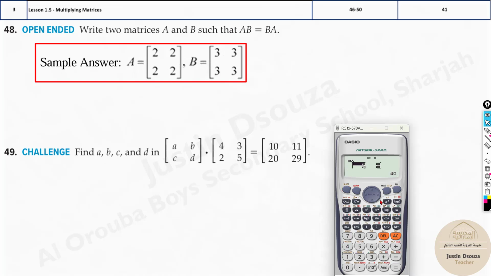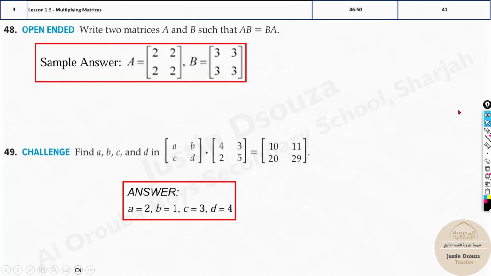Now let me do the multiplication of matrix A multiplied by matrix B. That is option 4. What is the answer? It's 40, 40, 40. Now let me do the same thing with matrix B multiplied with matrix A. It's again 40, 40, 40. So this will work with all the answers which are having the same elements. That's the thing.